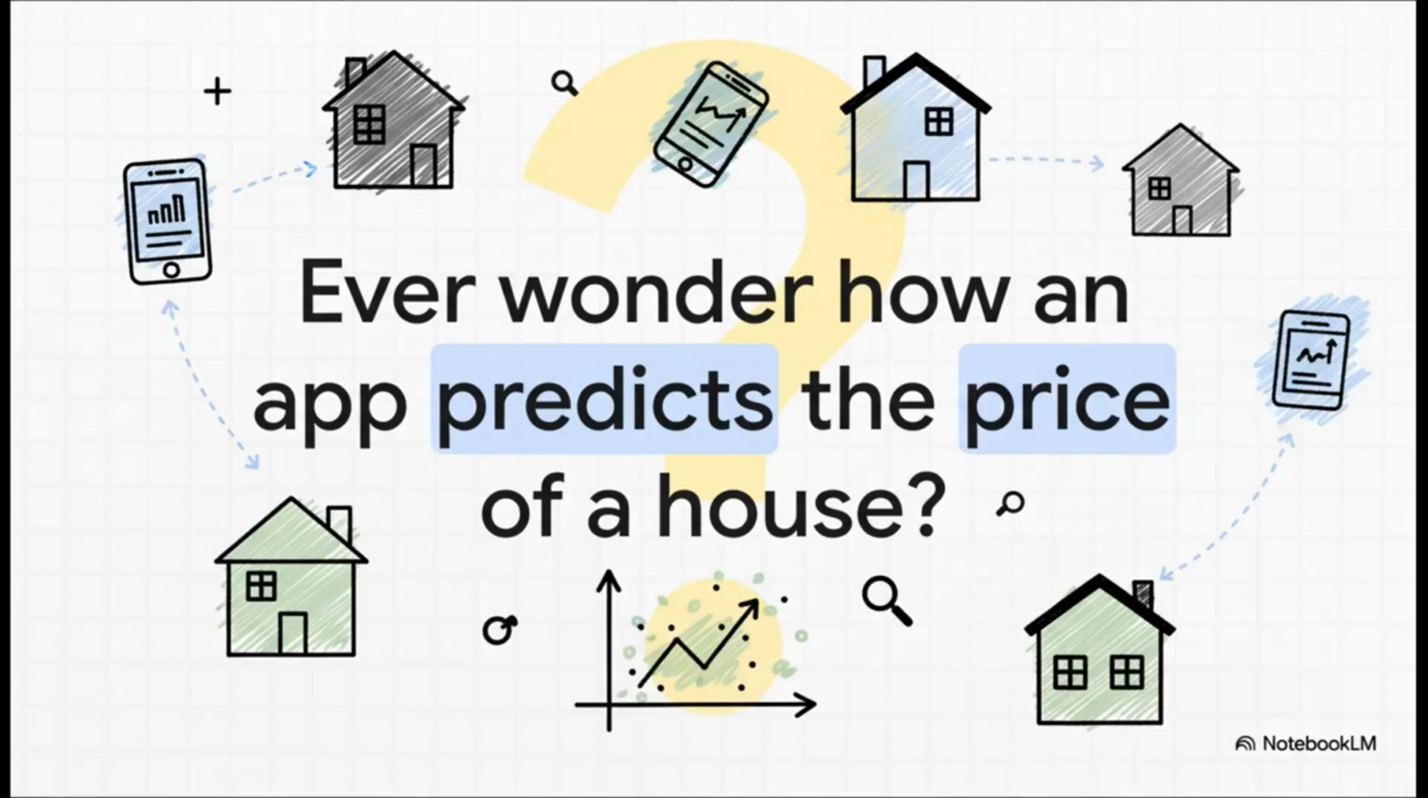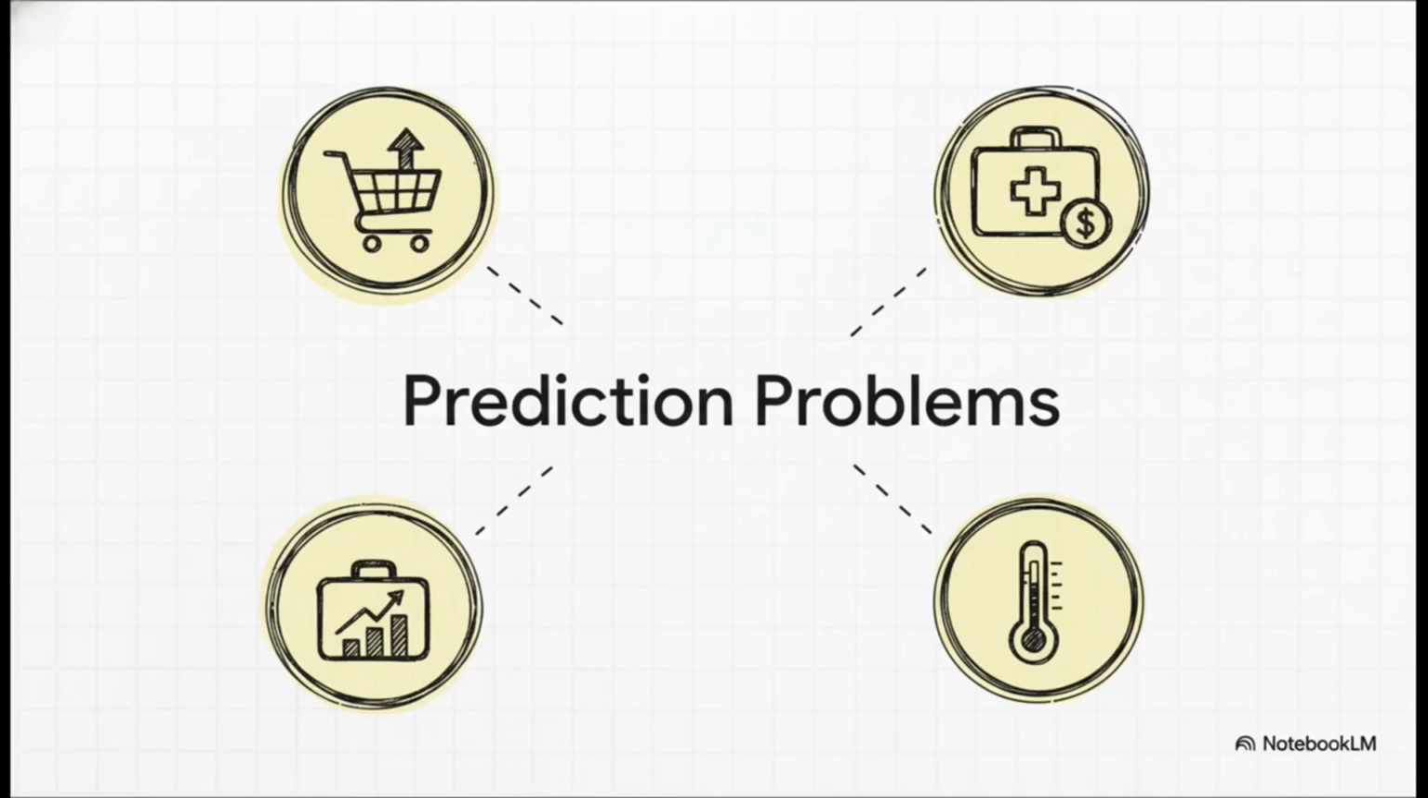I mean, think about it. You pull up a real estate app, pop in a few details about a house, and boom, out comes this incredibly specific price. It feels like magic, doesn't it? Well, it's not magic. It's actually a classic example of a prediction problem. And once you start looking, you see these problems absolutely everywhere.